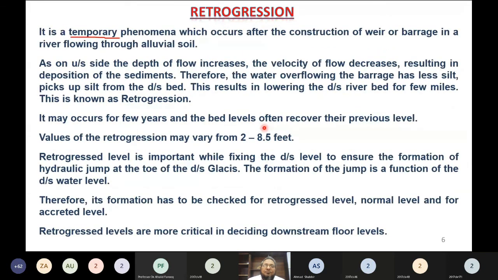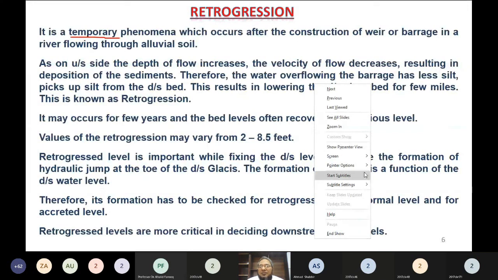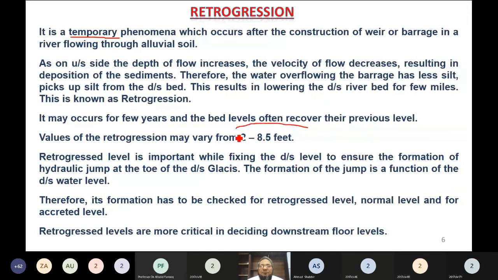All right? So that is the retrogression. And how much retrogression is possible? From 2 to 8.5 feet retrogression is possible. That takes place in the early 2 to 4 years of the construction of the barrage. Why do we call it a temporary phenomenon? Why do we call retrogression a temporary phenomenon?